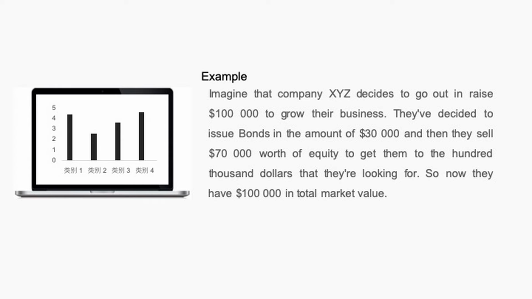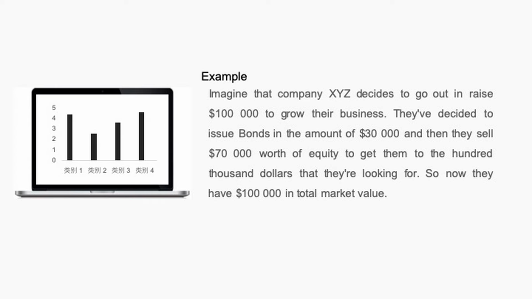Since in this case we have no preferred shares to consider, the equity portion is 70%. If the cost of debt is 4%, then the debt is really quite simple to calculate. Then the cost of equity is 10%.